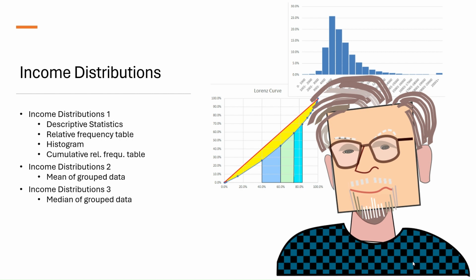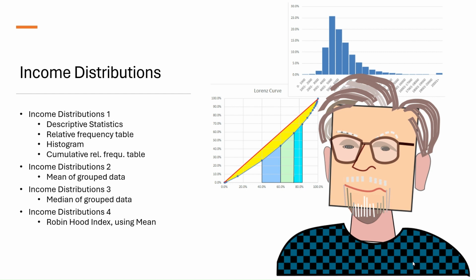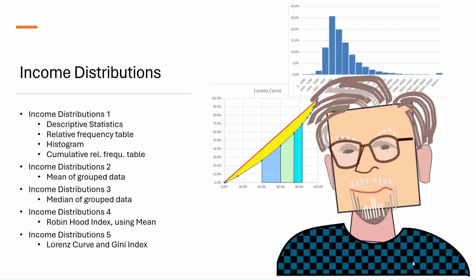And the other 2 videos focus on my Math 104 class, Mathematics of Inequality. In part 4, we will do the Robin Hood index using the mean. And in part 5, we will do the Lorenz curve and Gini index.